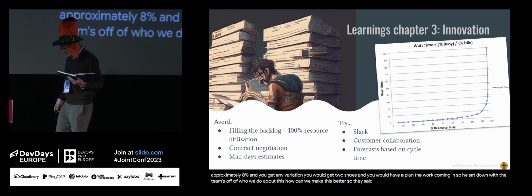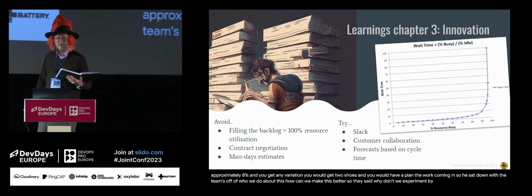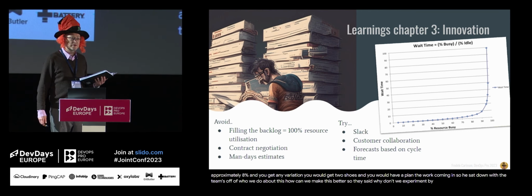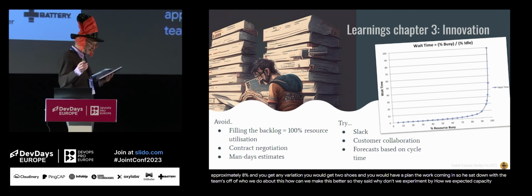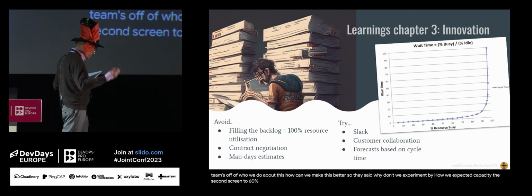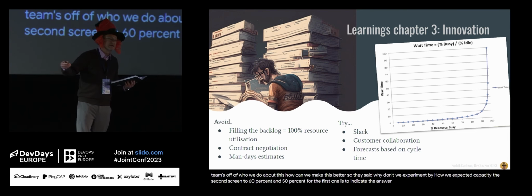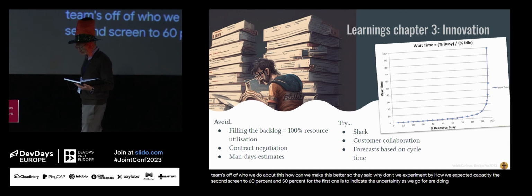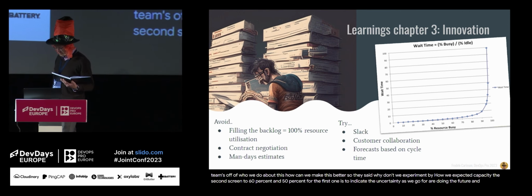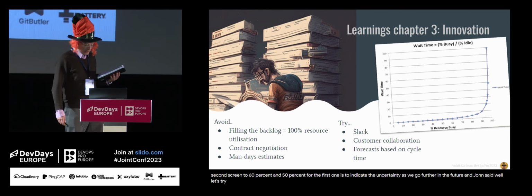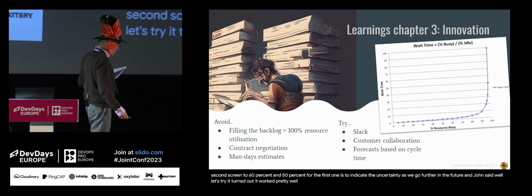So they said, why don't we experiment by just filling the first sprint to 70% of our expected capacity, the second sprint to 60% and 50% for the third one, just to indicate the uncertainty as we go further into the future. And John said, well, let's try. It turned out that it worked pretty well.